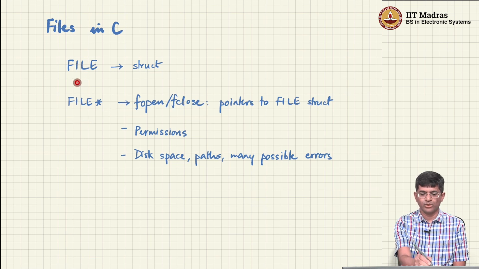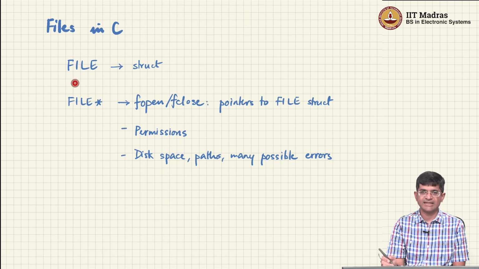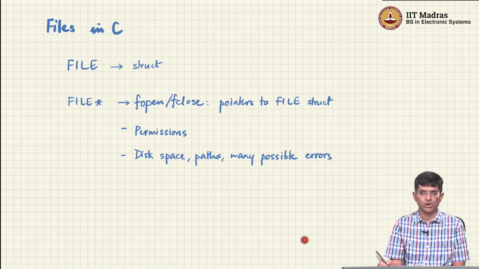Now, one of the things you would notice is that this is one of those rare instances in C where everything is in capital letters. FILE, the word itself, is completely in caps. It's not a very common occurrence. Most things in C are in lowercase, whereas this is one of those things which happens to be in uppercase. It's just that way. There's no particular reason why.